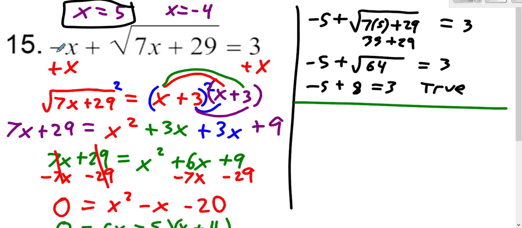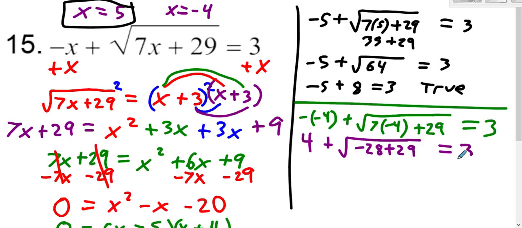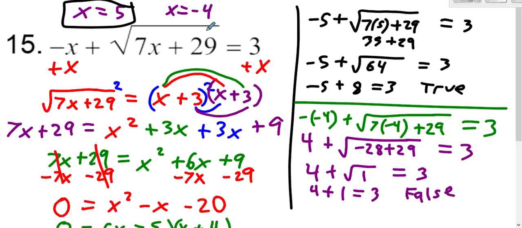Then you can check the negative 4. So it's negative 4 plus the square root of 7 times negative 4 equals 3. So that's positive 4 plus negative 28 plus 29. So we got the square root of 1 inside there. So that's 4 plus 1 equals 3. That's obviously false. Which means x equals negative 4 is not a solution. That's an extraneous solution.